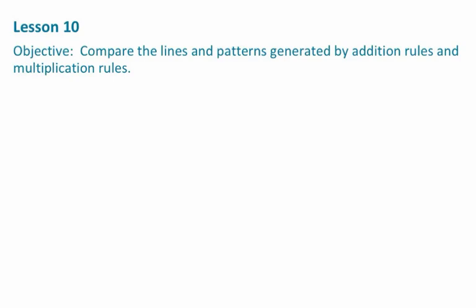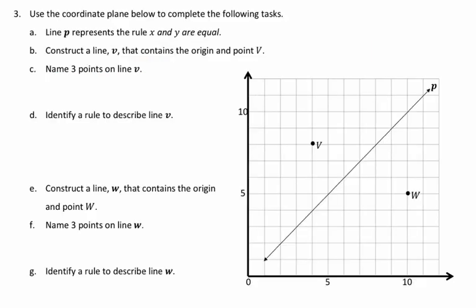This is grade 5, module 6, lesson 10, and the objective in this module is to compare the lines and patterns generated by addition rules and multiplication rules. Okay, so we're going to take a look at the homework, and this is question number 3 from the homework. And obviously it's multiple parts here. So we're going to start with A.